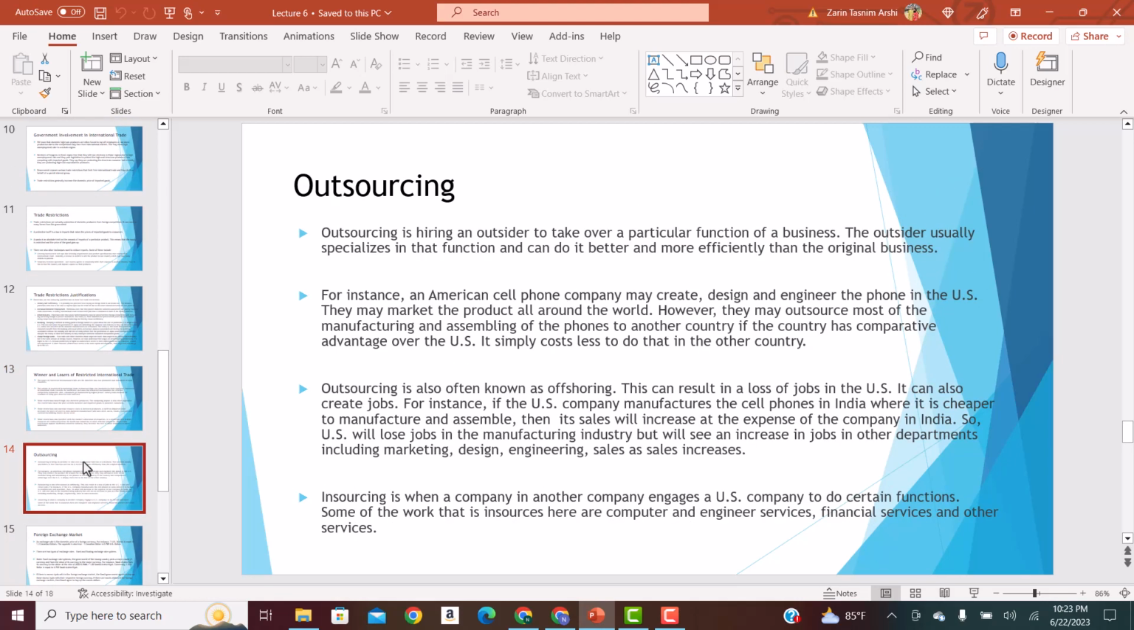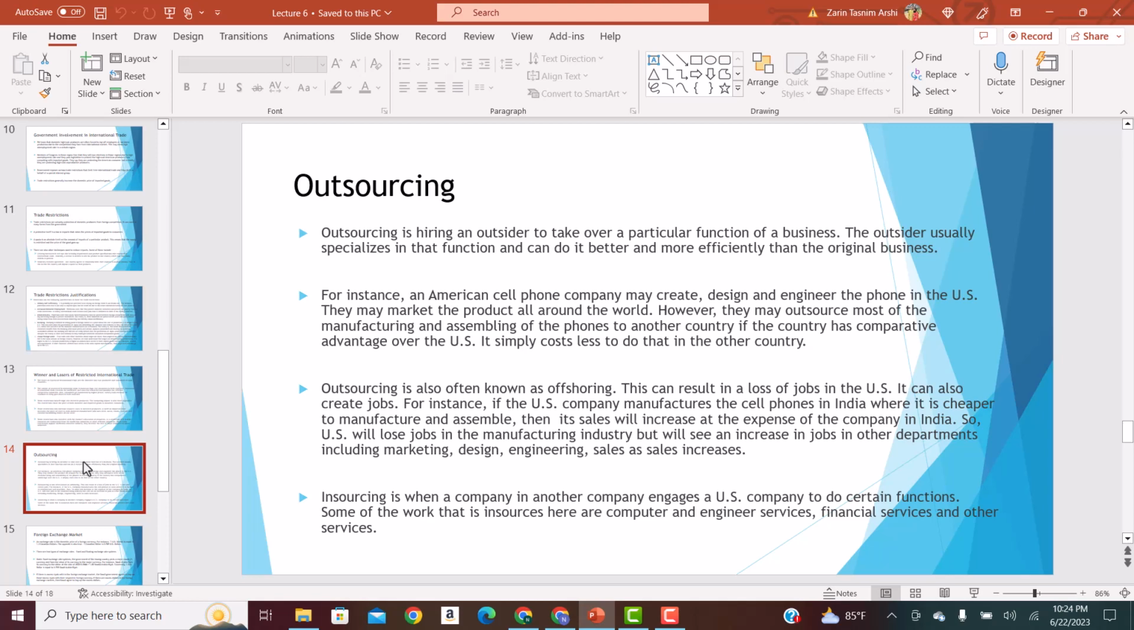Another term that is used in trade is called outsourcing. What it means is we hire an outsider or an outside country to take over a particular function of the business. Okay. So let's say Samsung is a big mobile phone company or cell phone company, right? But they will hire India, or they will outsource their call center job to India, which means they are hiring India to perform this particular function of call center, and that is known as outsourcing.